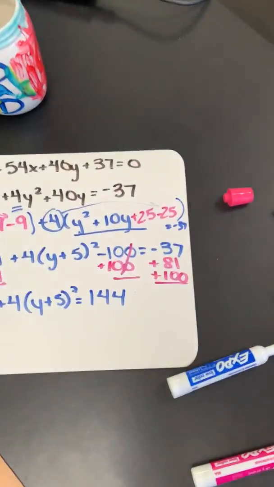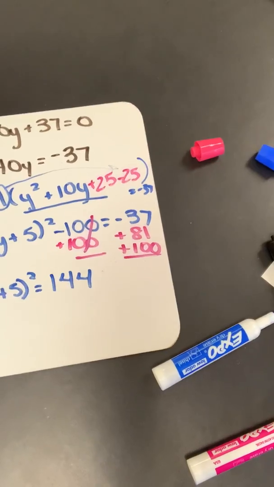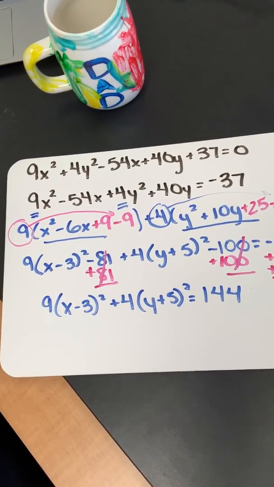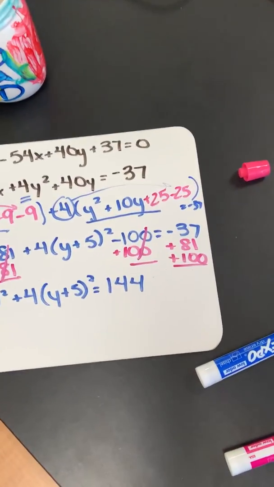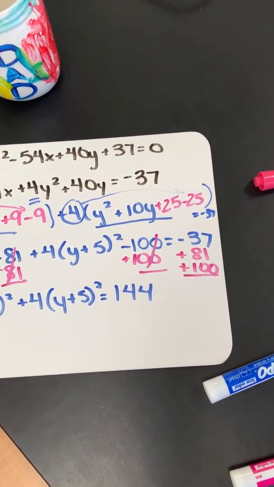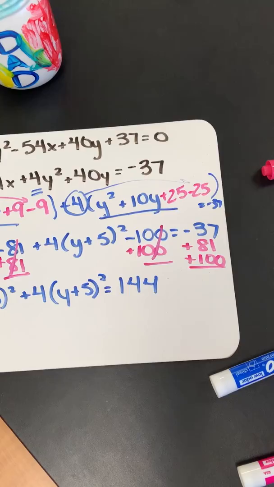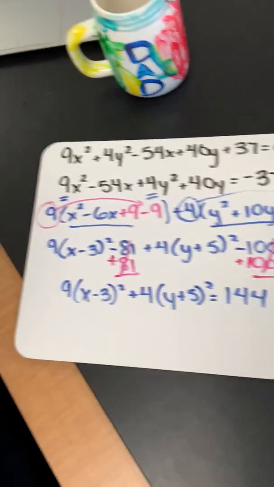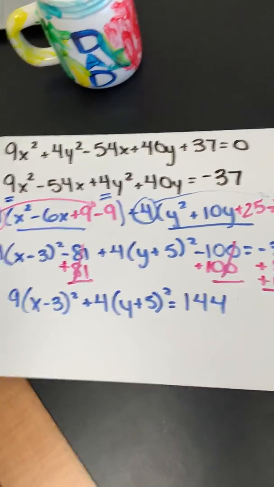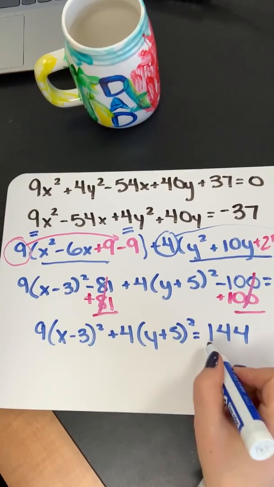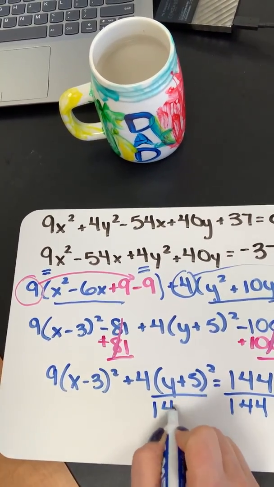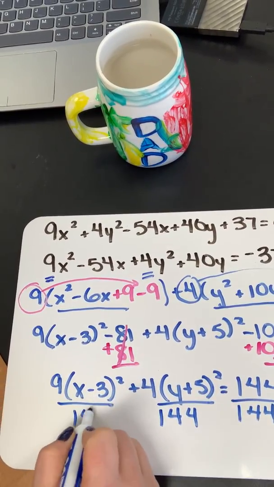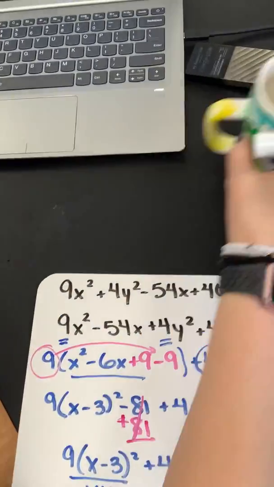Okay, now the only thing you really need to do next is get it in the correct form. So you notice that your coefficients there are 9 and 4, but we do need to have the right-hand side equal to 1. So what we need to do is divide by that 144 so that we do have some fractional coefficients there. So we're going to divide by 144 on everything. Okay, so that's what we have so far.